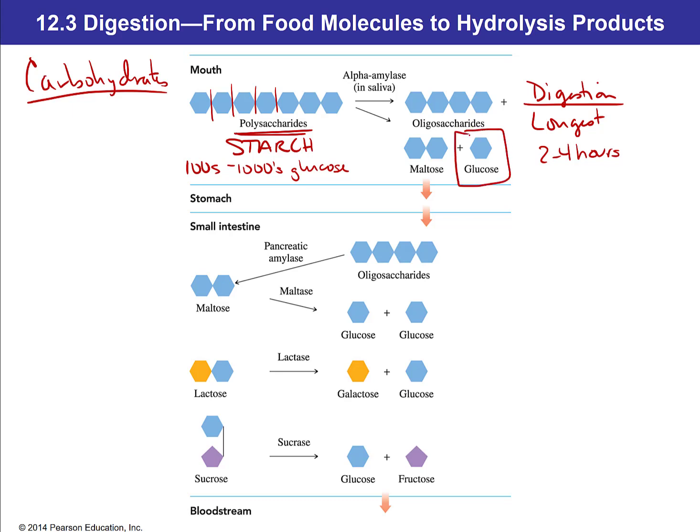They can't even be disaccharides. So oligosaccharides, any more than 5 sugars, maltose, you don't absorb it. It has to be all the way to the point of being simple sugars, just glucose molecules before it gets absorbed. So this is the longest processing time of any of the nutrients.